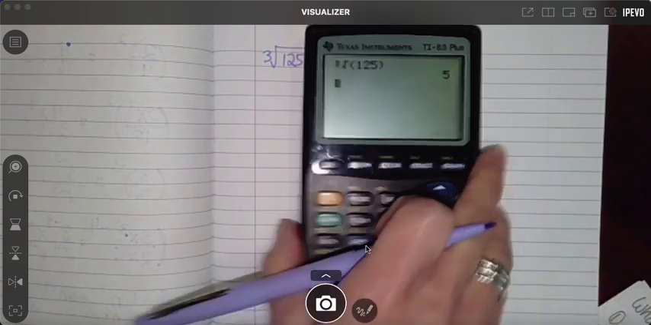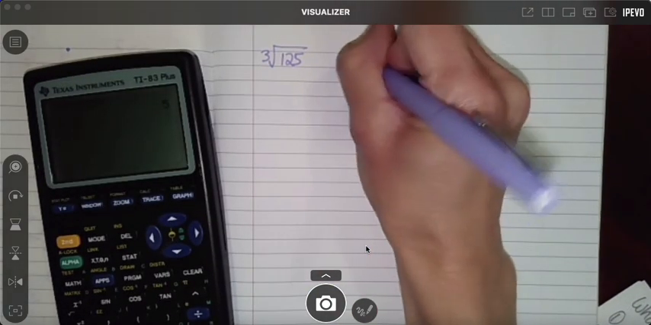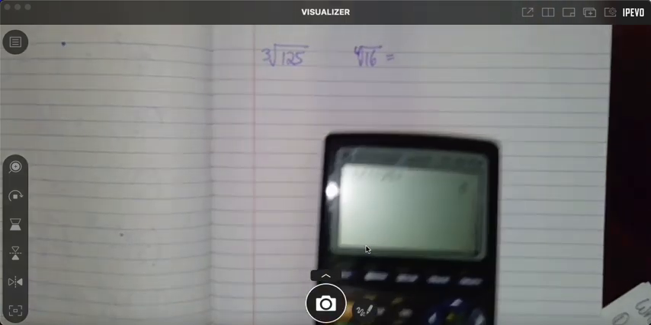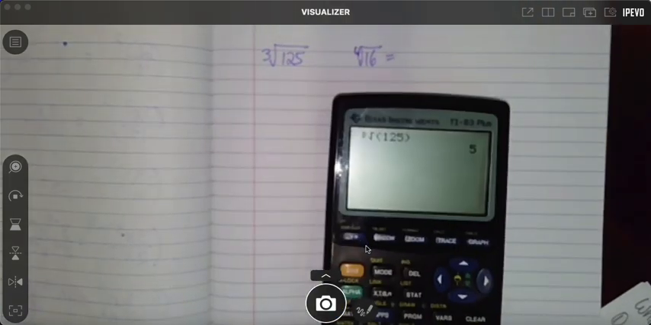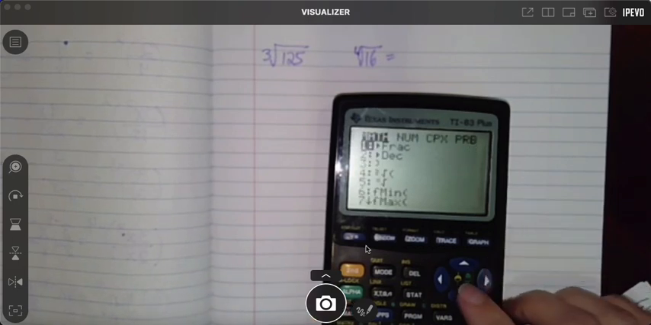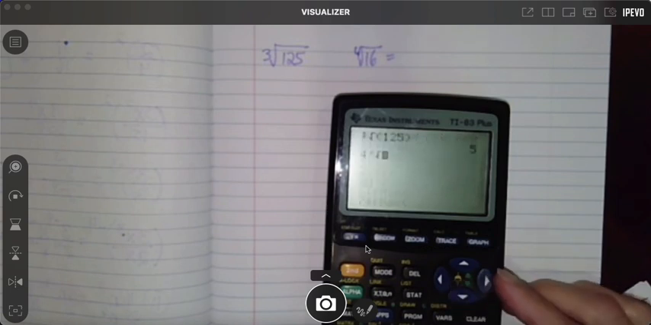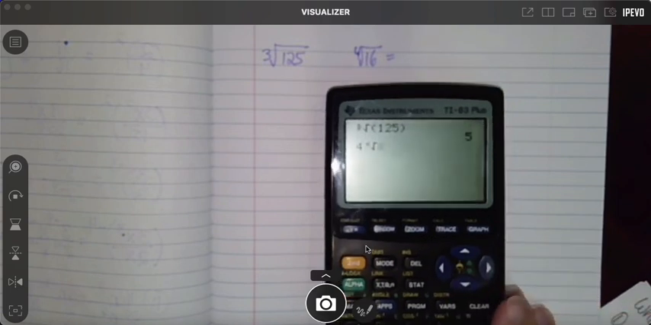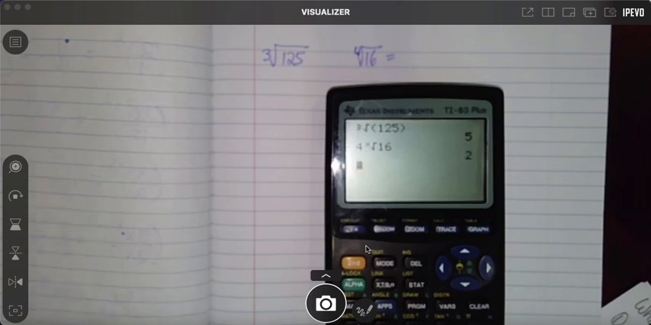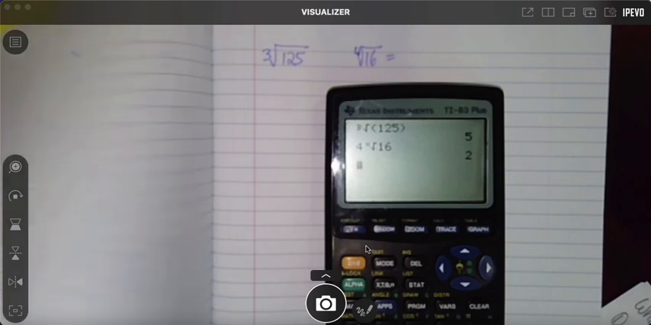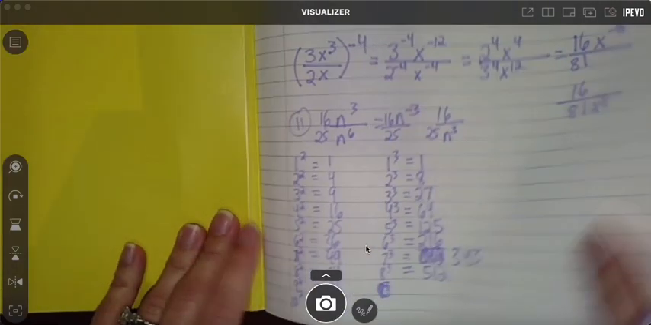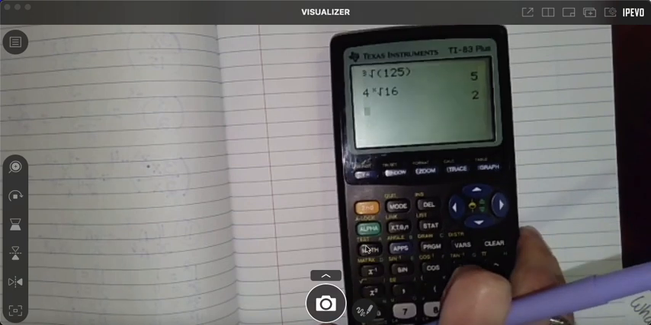All right, what is the 4th root of 16? How do we find that? I don't have a 4th root button on my calculator. So I'm going to type in the number 4 because that's the root I'm taking. I press the math button and I go down to number 5. Then 16. That shows I'm taking the 4th root of 16 and it's 2. I don't have a chart for the fourth root, but you could make a chart for the fourth root.